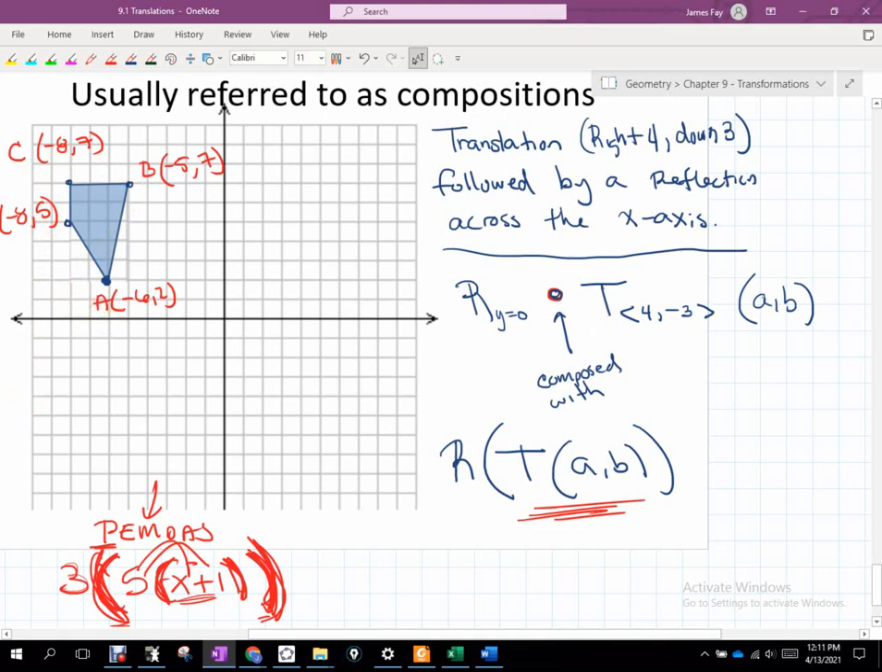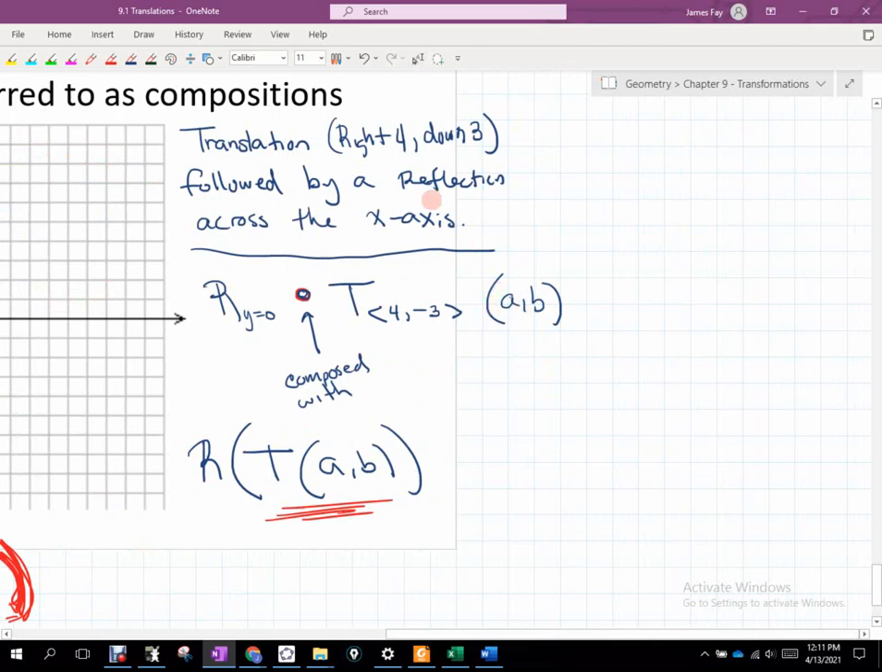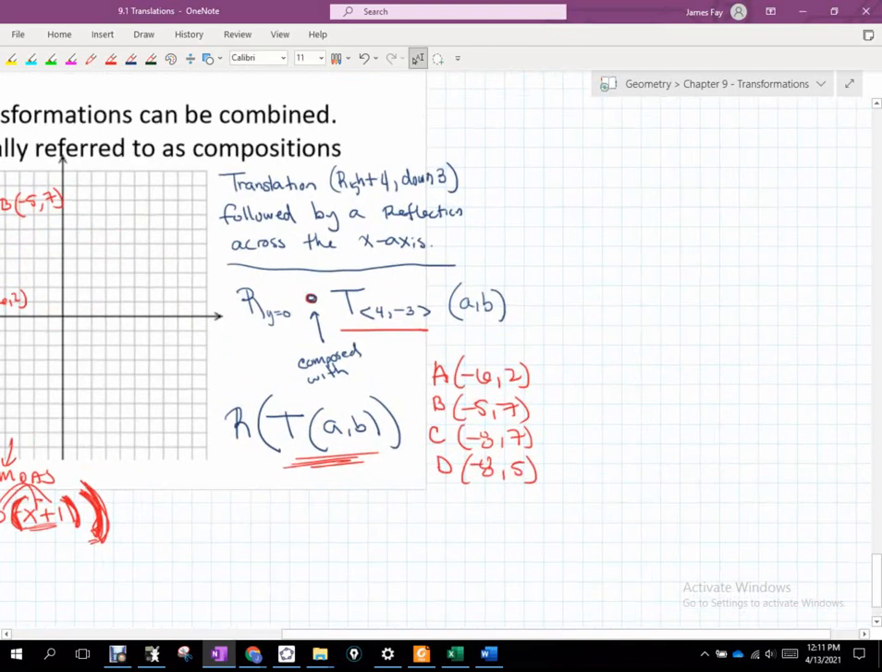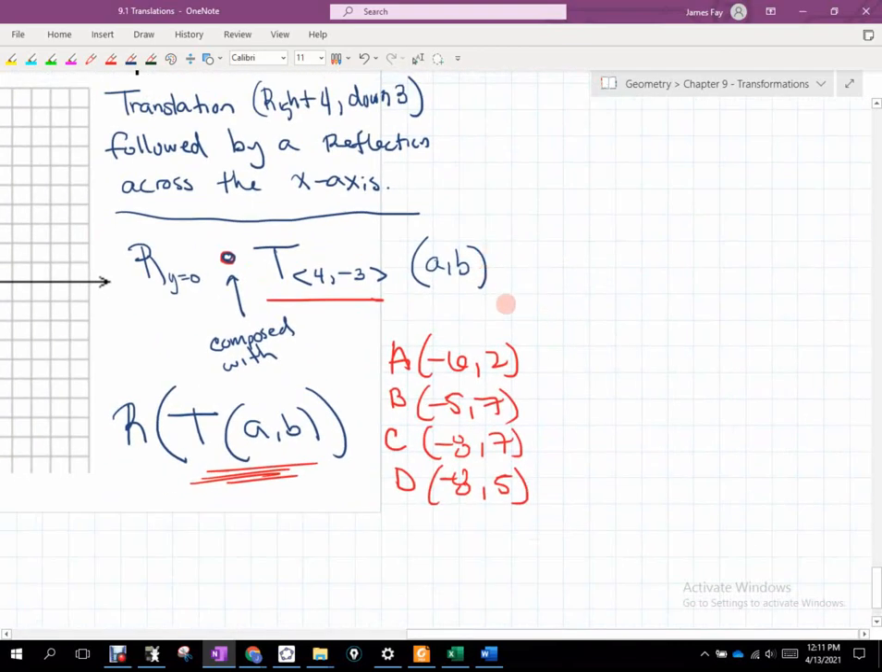What this composite rule is saying is do the transformation first. So if I start with the points A, B, C, and D, A was negative 6, 2, B was negative 5, 7, and C was negative 8, 7. D then is negative 8, 5. If I'm going to do the translation first, I'm going to put an arrow here with a T on top to tell me that I'm doing the translation. It's going to be A prime that I get back from that.